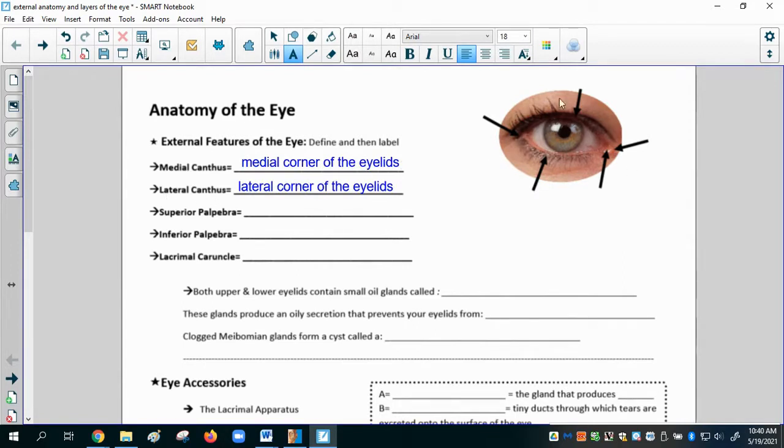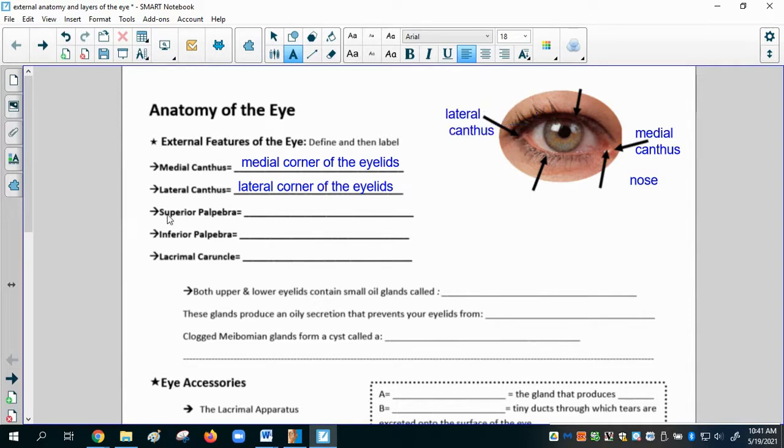So let's go ahead and label that on our diagram, knowing that the nose will be in this position here. So this corner of the eyelids closest to the nose will be the medial canthus, and the corner of the eyelids further from the nose will be the lateral canthus.